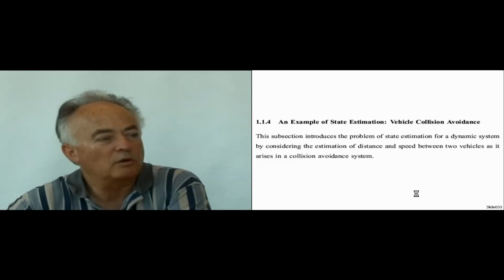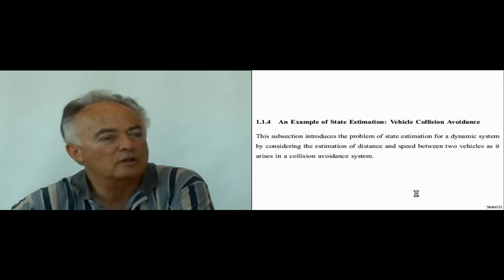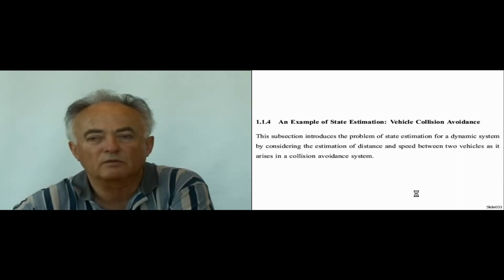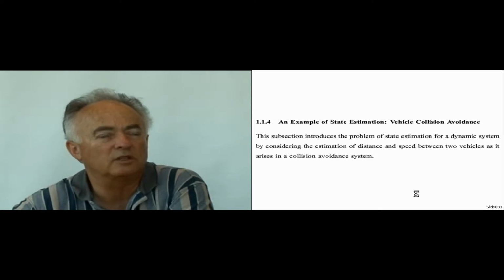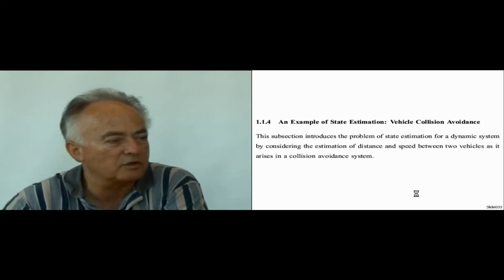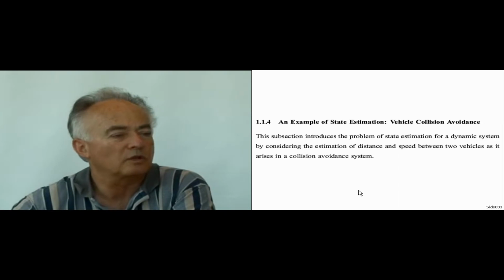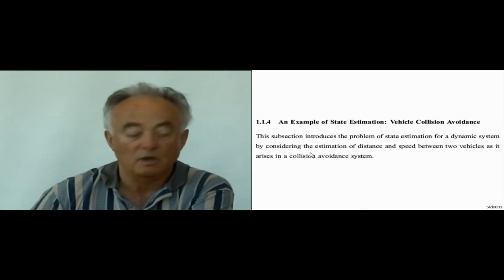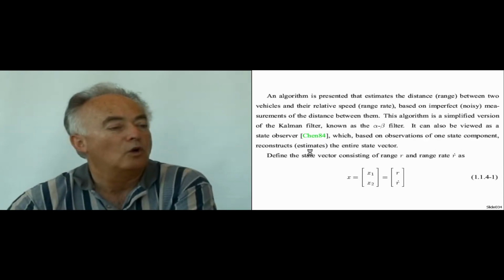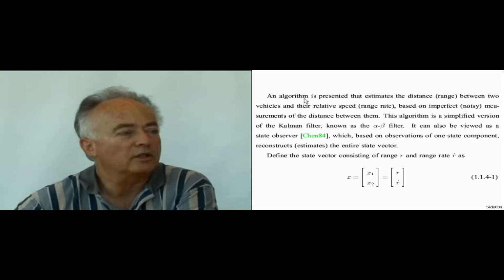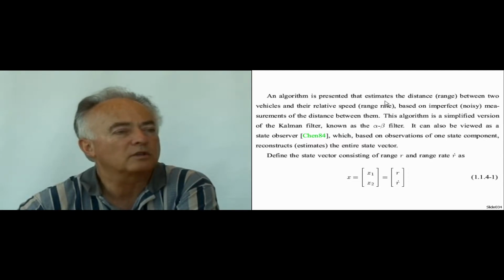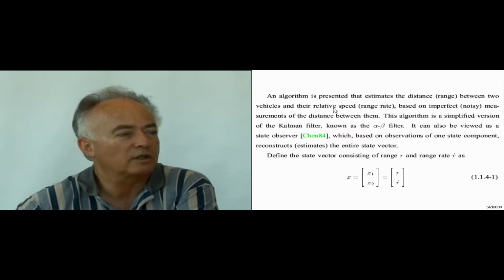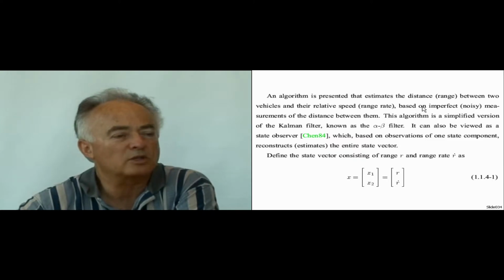We'll take a look now at another example, that's vehicle collision avoidance. Again, we'll estimate the distance and the rate of change of the distance between two vehicles in this case. So the distance and the relative speed between two vehicles. We'll look in detail now at an algorithm that will estimate the distance, which is range, and the relative speed, which is the range rate, based on imperfect, namely noisy, measurements of the distance between them.